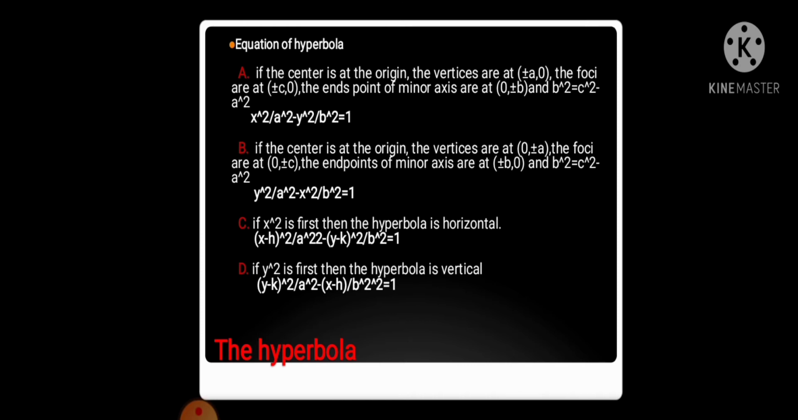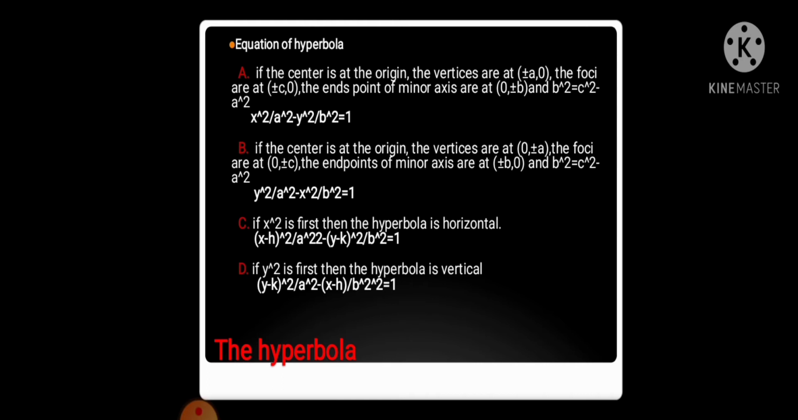If the center is at the origin, the vertices are at 0 and positive and negative a. The foci are at 0 and positive and negative c. The endpoints of the minor axis are at positive and negative b and 0.